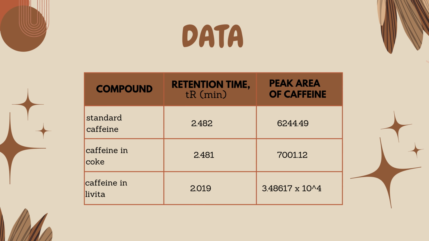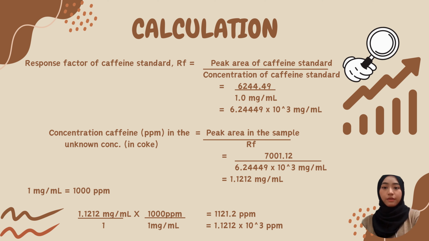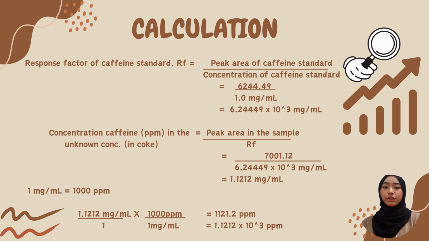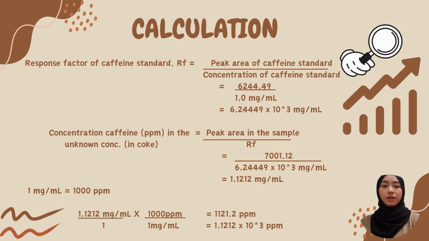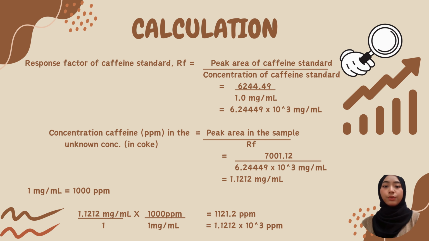To get the value of the response factor of the caffeine standard, RF, we must divide the peak area of standard caffeine by the concentration of standard caffeine. Then we get the response factor of the caffeine standard, which is 6.24449 times 10 power of 3 mg over ml.